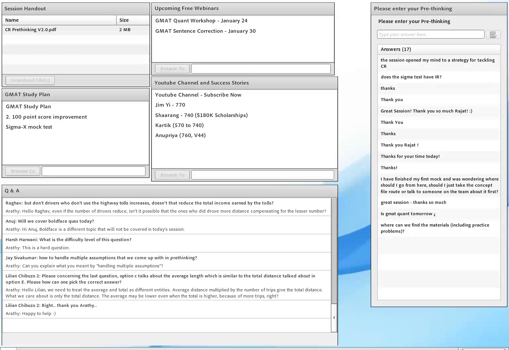Does SigmaX mock have integrated reasoning? No, it does not. Okay. Any other question, guys?